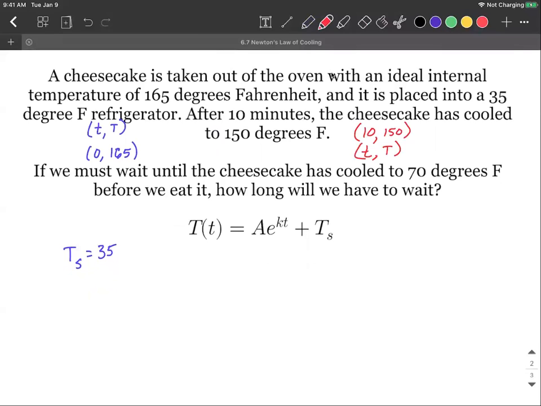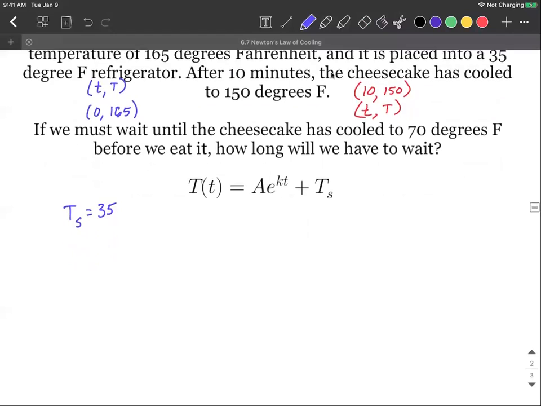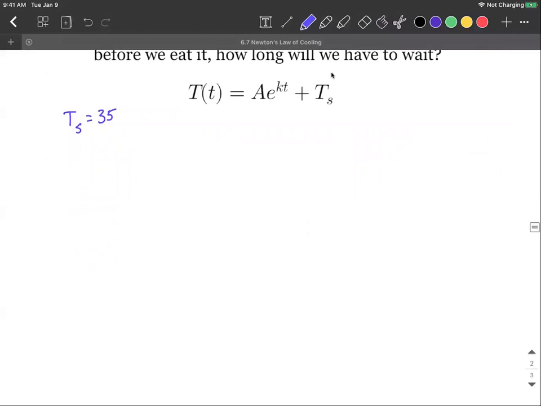Let's start out with this first piece of information though. The initial temperature was 165, and let's put that with our T sub S. Try to plug all of this in. So remember, that was 0, 165 goes along with it. 165 is going to go for our temperature, equals A, we don't know, e raised to the k times 0 power, that was our time, plus 35, T sub s.